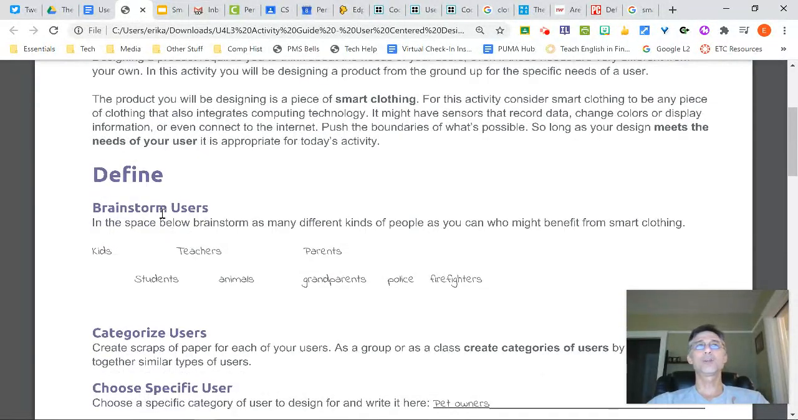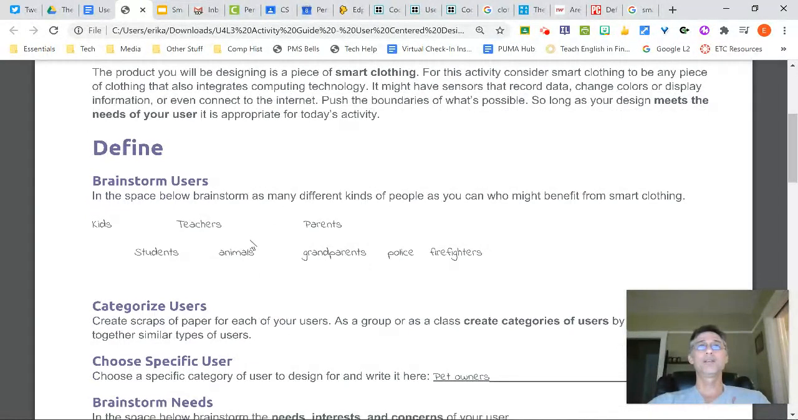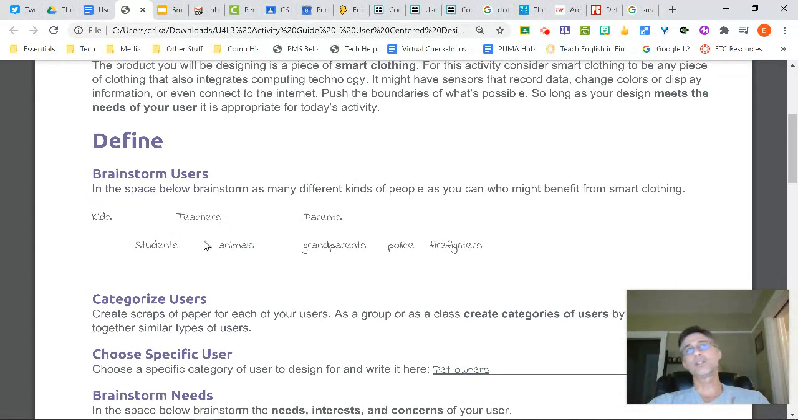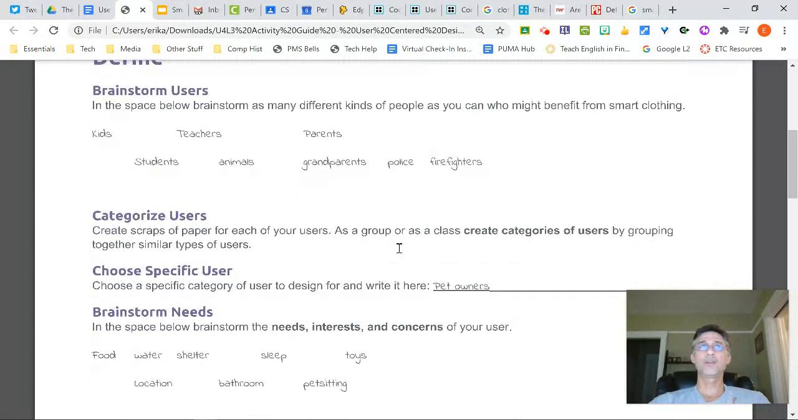So you're going to first brainstorm the user. So all you have to do is read through the directions and do what it says, okay? So in the space below, you're going to think of some groups of people that might benefit from smart clothing. We talked about quite a few already. Here's an example: teachers, students, kids, animals, parents, right? Police, athletes, churchgoers, right? So think of some groups of people that might benefit from smart clothing, okay?